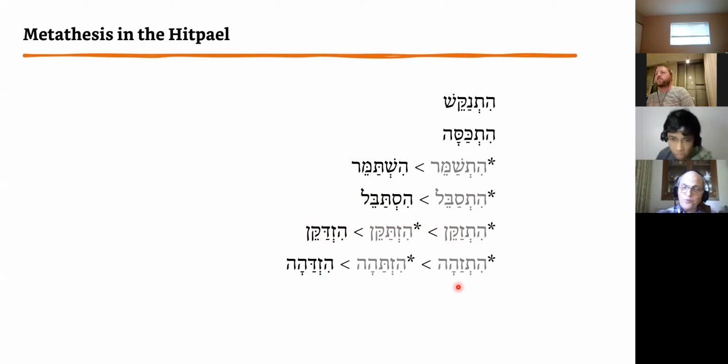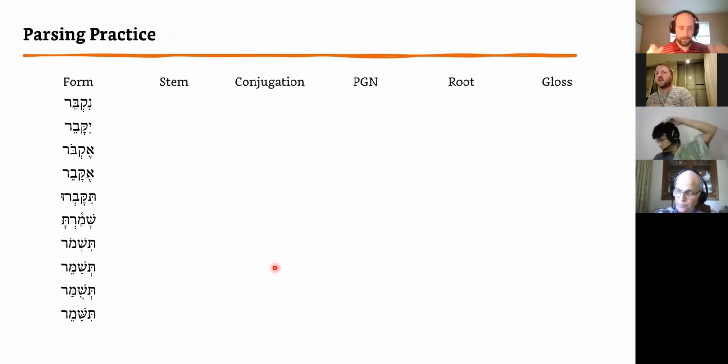That makes it real fun for looking these up in the dictionary. It does, and it makes the words really long. With Hitpael words, they get really long. You just got to remember that these two metathesize, and you've got to look for zayin kuf nun in the dictionary. So hit zaha. Zaha means like identification. He's daha, he identified himself, or he identified with something.